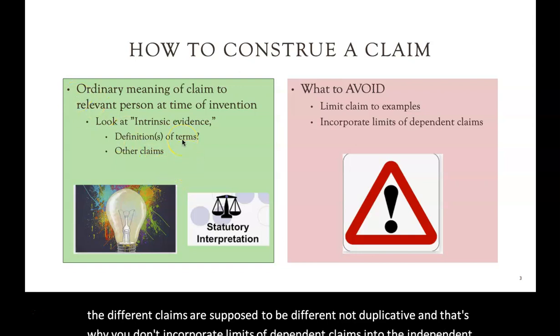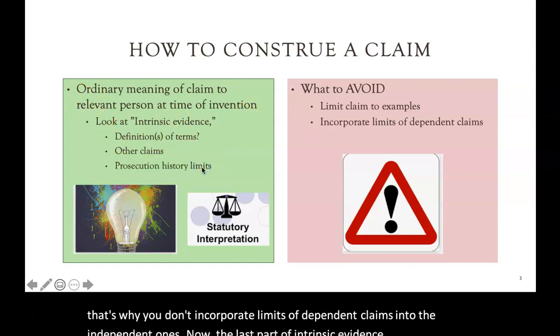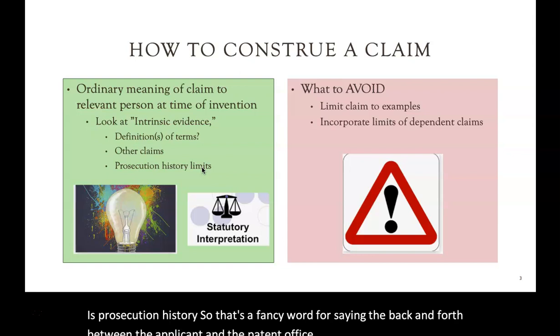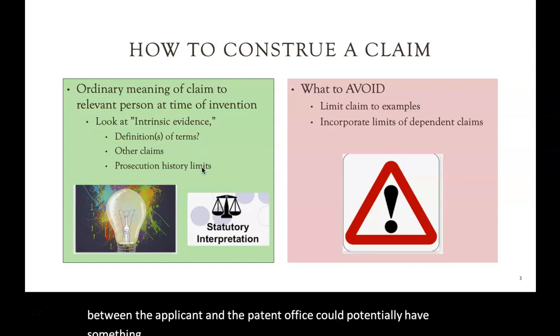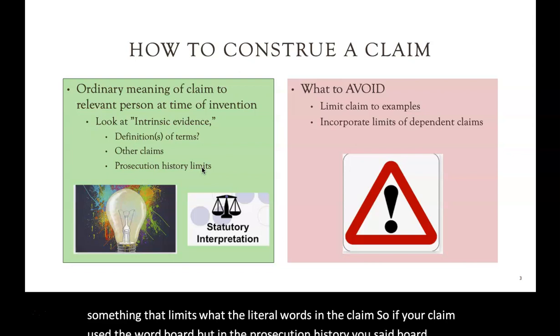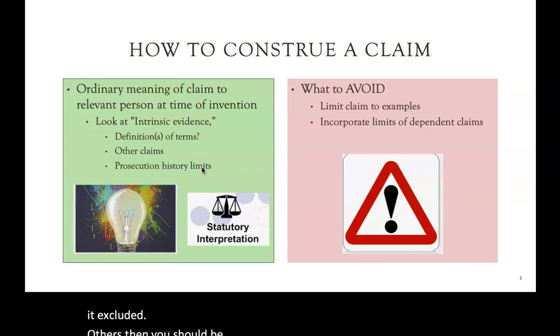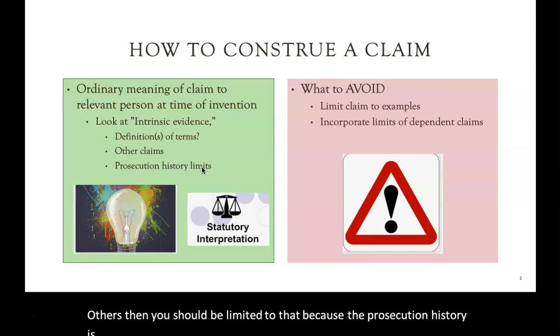Now, the last part of intrinsic evidence is prosecution history. So that's a fancy word for saying the back and forth between the applicant and the patent office could potentially have something that limits what the literal words in the claim mean. So if your claim used the word board, but in the prosecution history you said board definitely means certain kinds of boards with a certain composition, or that it excluded others, then you should be limited to that because the prosecution history is the public record and that's what you said.